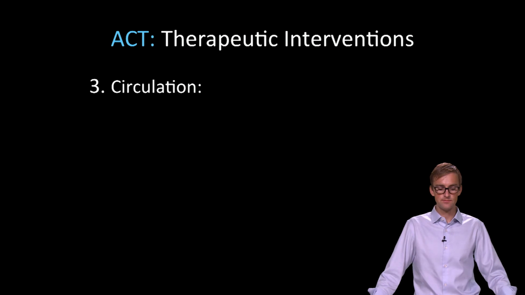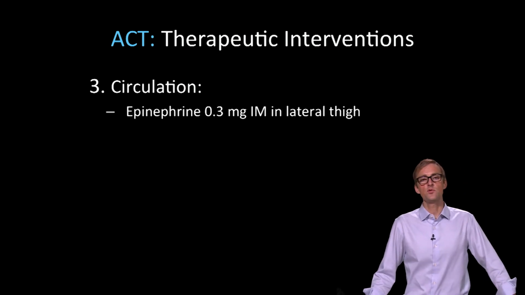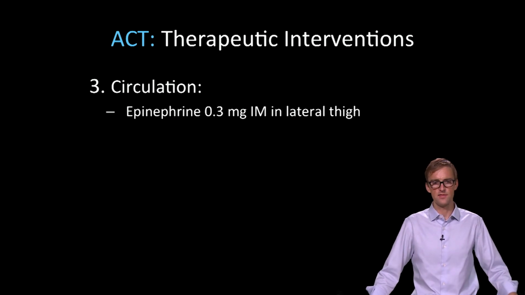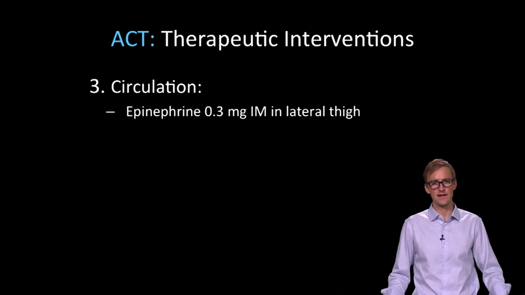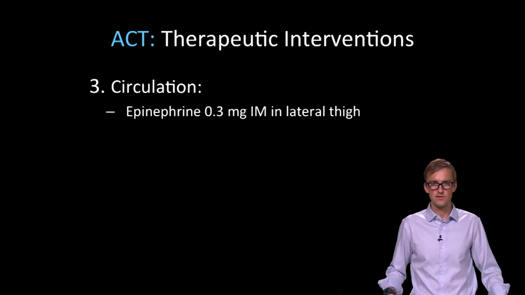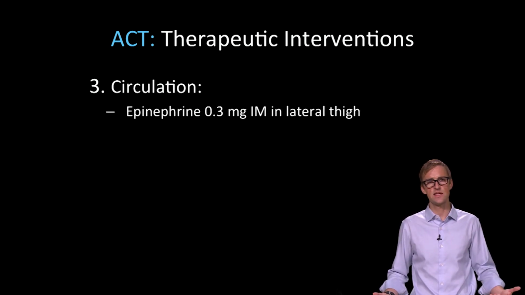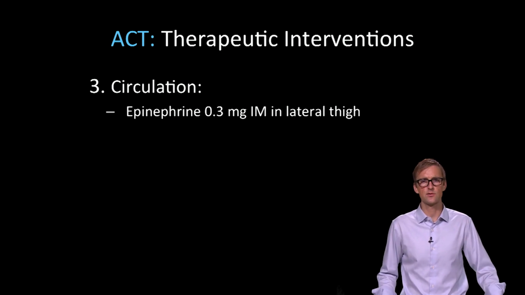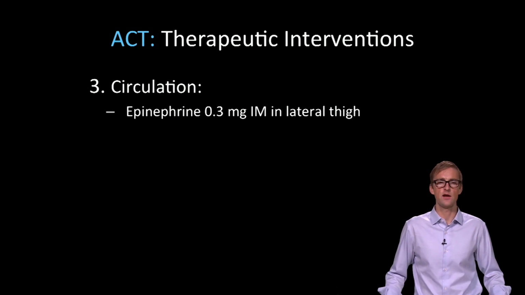For circulation, the most important treatment that we're going to give this gentleman will be intramuscular epinephrine. This is the first-line treatment for anaphylaxis. The initial dosing is 0.3 milligrams intramuscularly. There's really no use for subcutaneous injections. The uptake is not that good, so we prefer intramuscular. And the lateral thigh is preferred, as the uptake of the medication is more rapid from that site.